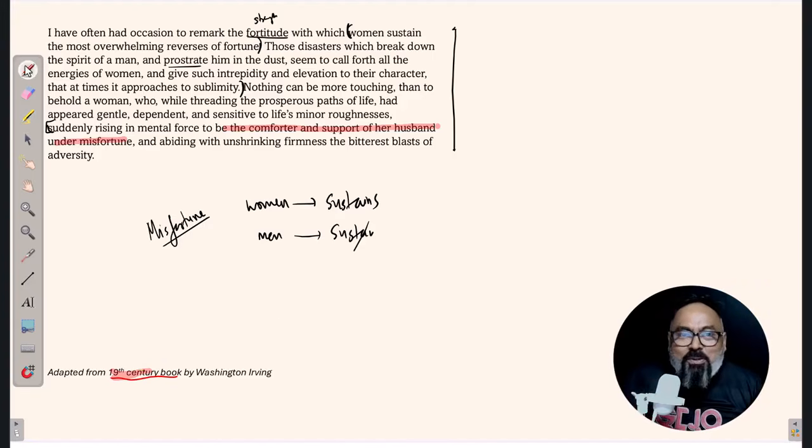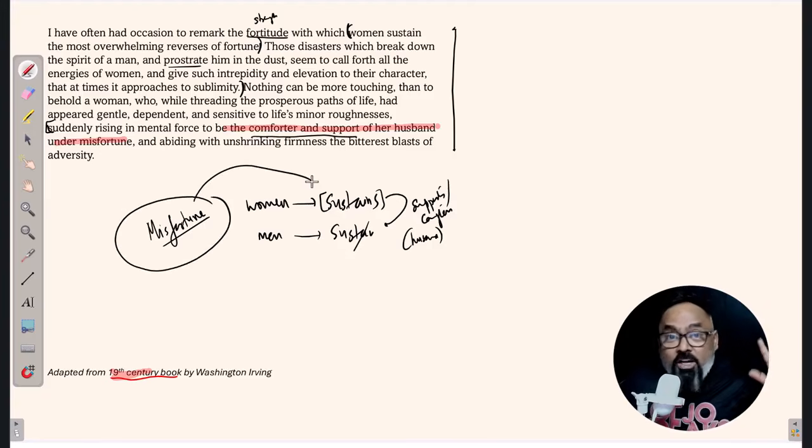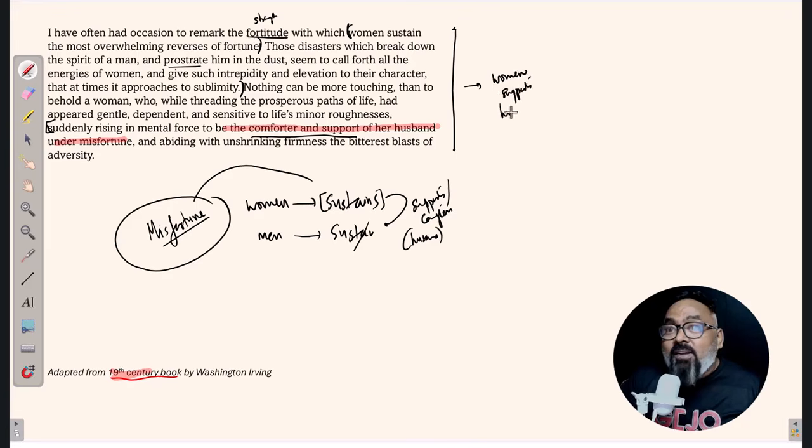All right. So, but one more point that is given is women support and comfort their husband. So the claim that is being made is women not only sustain, they are also the comforter and the supporter of their husband under misfortune. This is what it is, right? This is the passage. Clean. You could take an idea from here that says that women support their husband during times of misfortune.